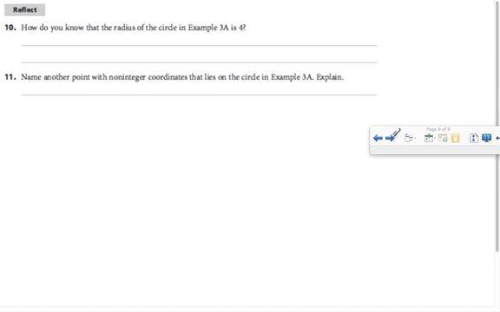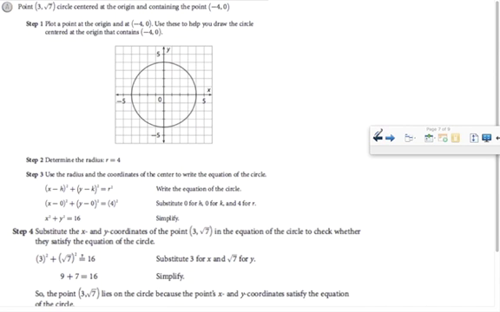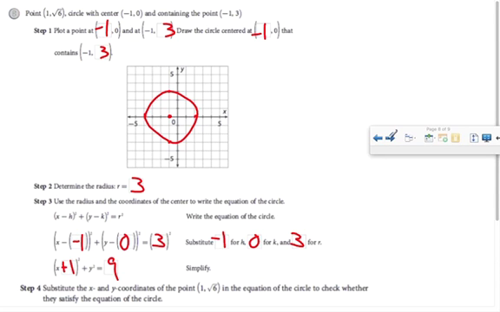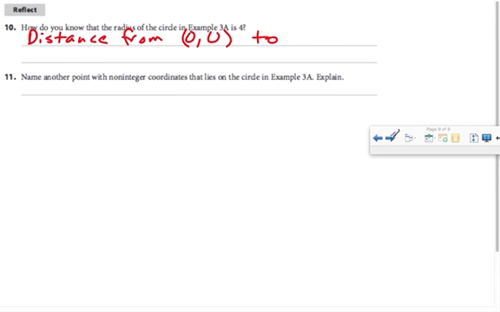How did we know that the radius of the circle in example 3a is 4? Because the distance from 0, 0 to negative 4, 0 is 4.